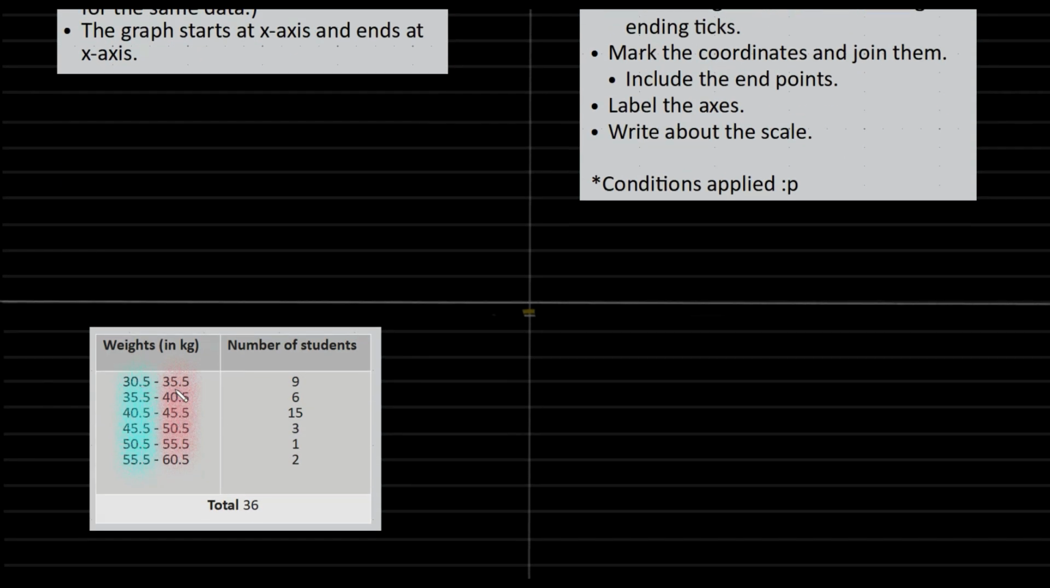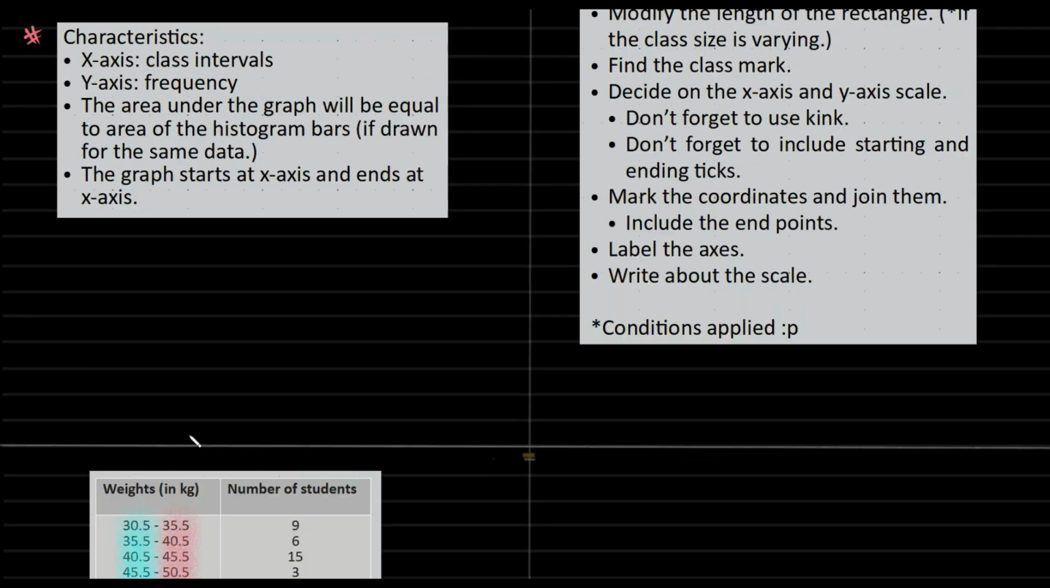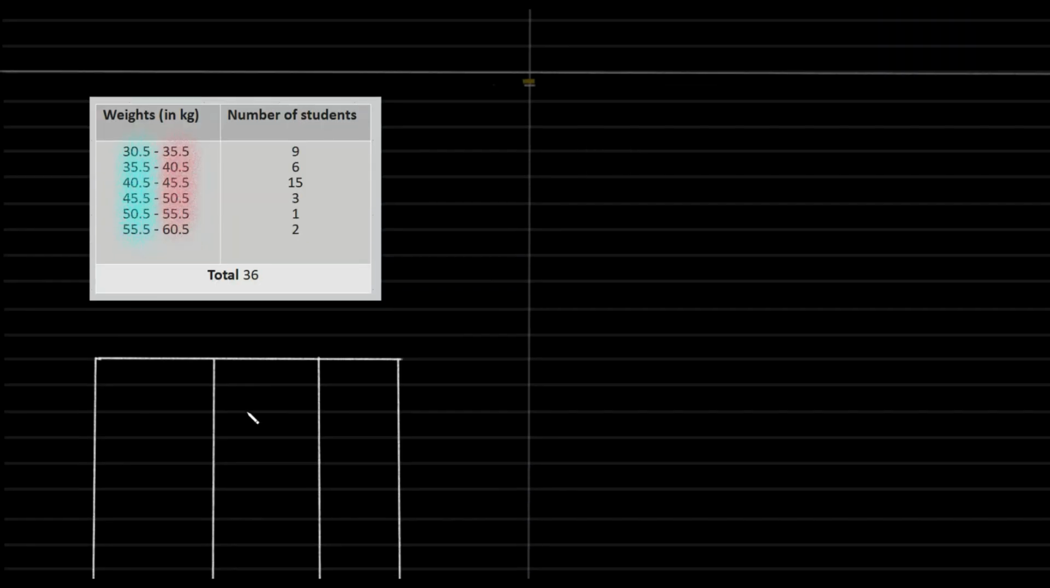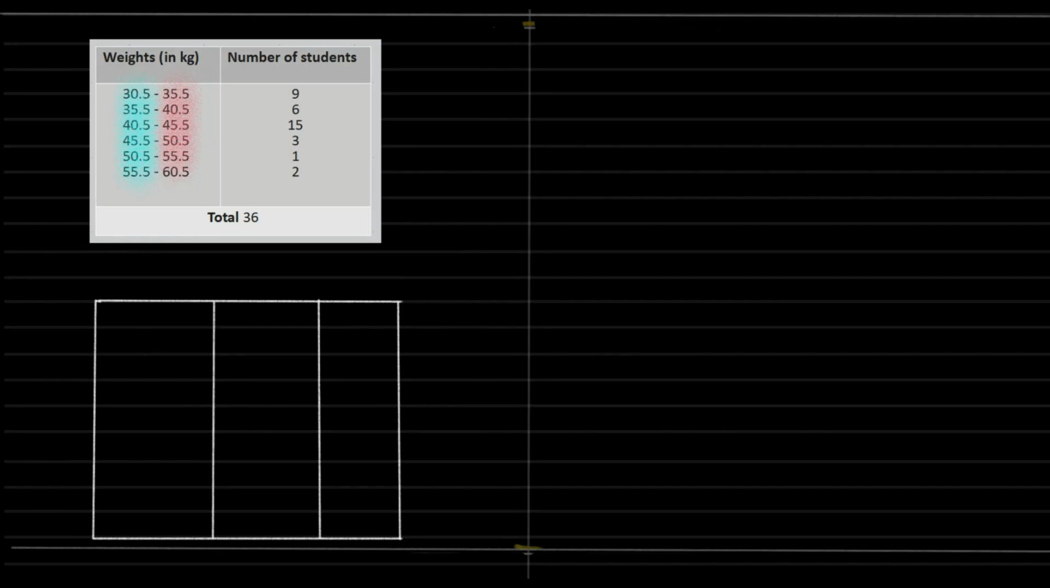So class size over here is 5, 5, 5, 5, 5, 5. Class size, you have to check all of them. There might be one varying, two varying, we can't tell. Find the class mark. Okay, for this we need to go to a new set of table.